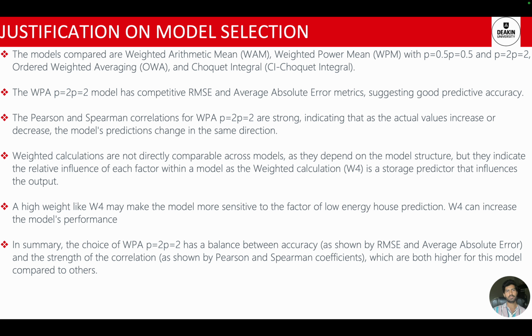But we also want to understand the weightage. So we can see in the data set across the models we have W4, which has the highest value across the models, which we can say could be one of the factors for the low energy house predictions.